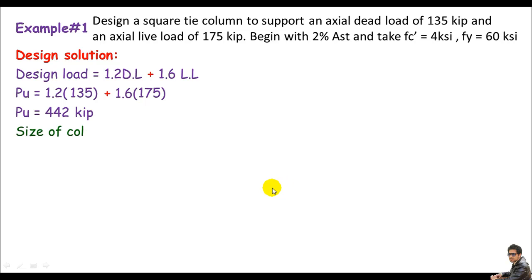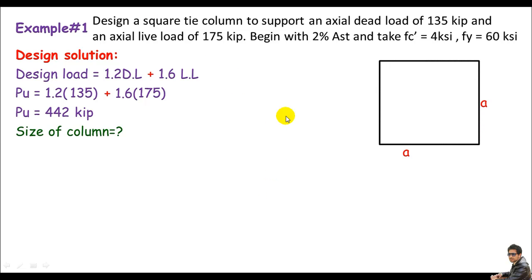My next step will be the size of the column. Remember, this is a square tie column, right? It means all sides are equal to each other in length. Alright, and this is quite simple. And AG, the gross cross-section area of this column, must be the multiplication of two sides, which are A cross A, right? So A cross A is just A square.